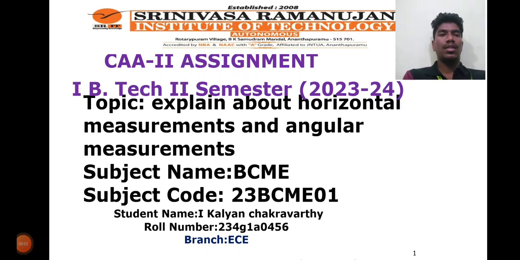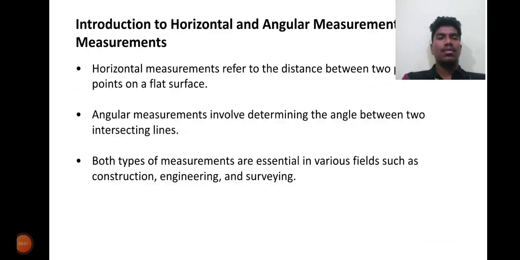Today my topic is to explain horizontal measurements and angular measurements. Introduction to horizontal and angular measurements. Horizontal measurements refer to the distance between two points on a flat surface. Angular measurements involve determining the angle between two intersecting lines. Both types of measurements are instrumental to various fields such as construction, civil engineering, and surveying.